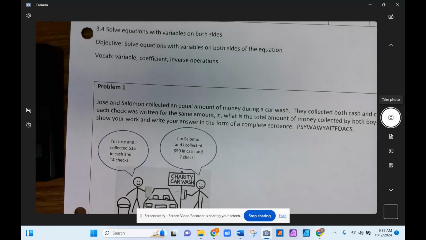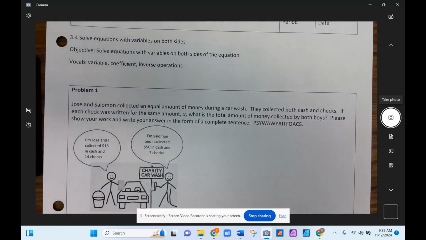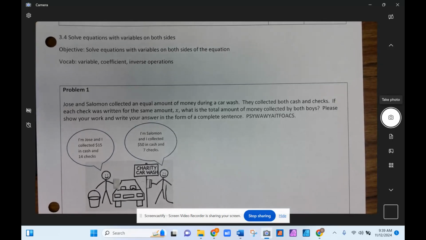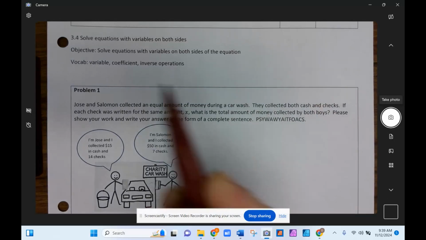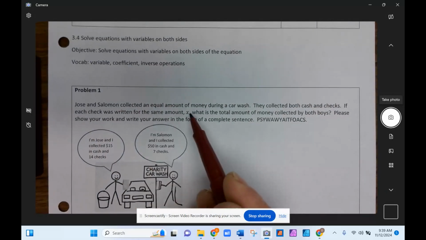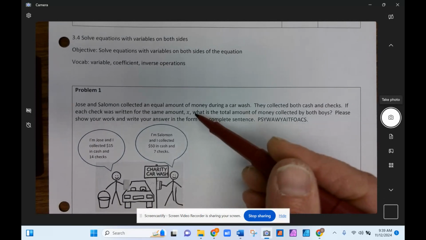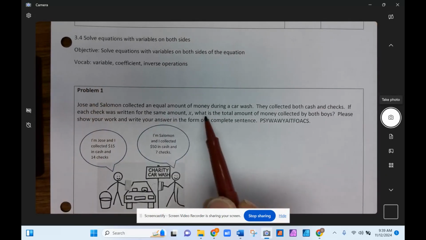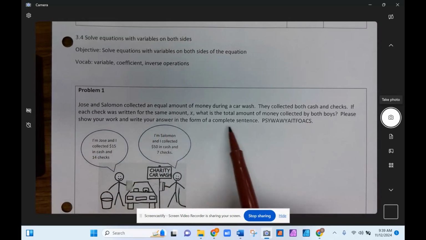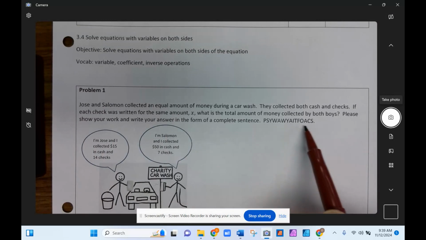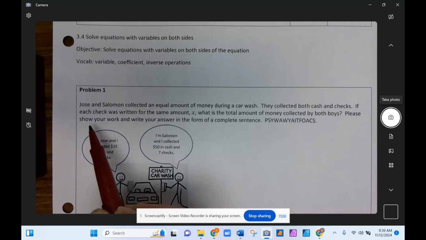So in this first situation here, we have Jose and Solomon doing a charity car wash. They collected an equal amount of money during a car wash. They collected both cash and checks. If each check was written for the same amount, X, that's our variable. What is the total amount of money collected by both boys? Please show your work and write your answer in the form of a complete sentence. That's what PSY is: please show your work, etc.